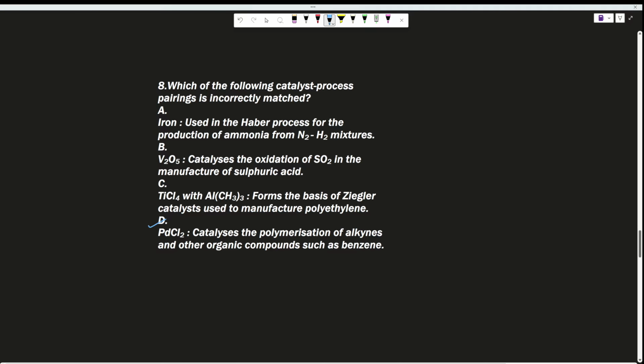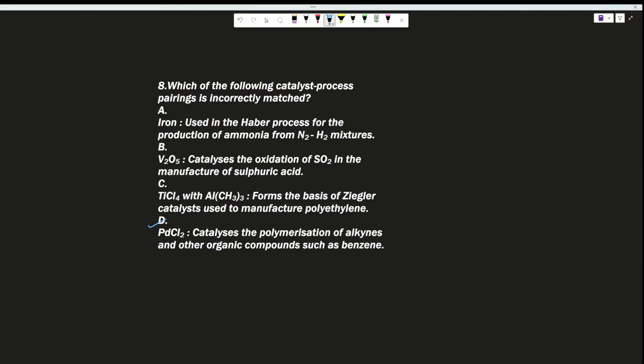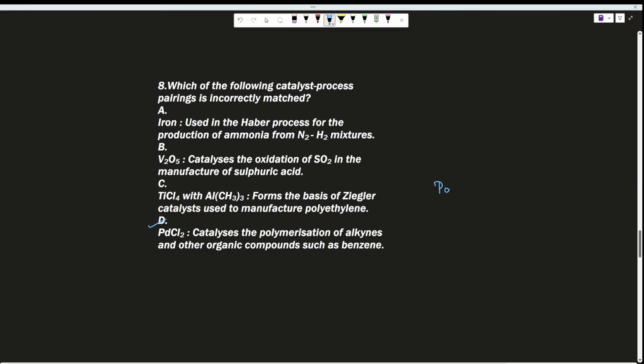D says PdCl2 catalyzes the polymerization of alkynes and other organic compounds such as benzene. No, it's not correct. PdCl2 is used in Wacker's process in order to convert ethyne to ethanol. And for polymerization of alkynes and other organic compounds, we use nickel complexes as catalysts. So that statement is incorrect.